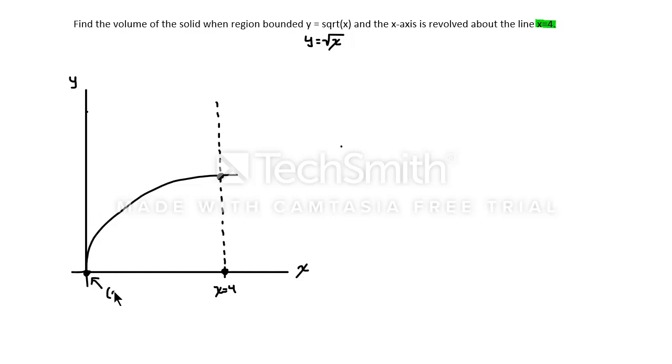This is obviously the origin, 0, 0. This point is going to be 4, 0. And this point would be the intersection of y equals the square root of x and the line x equals 4, which of course is 4, square root of 4, or 4, 2.